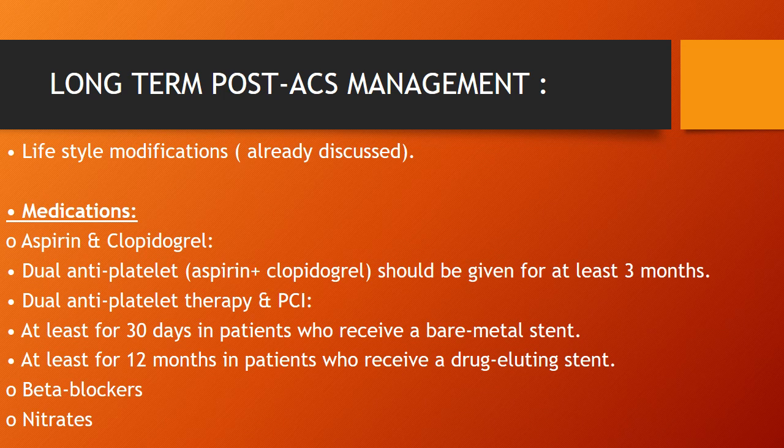The lifestyle modifications I have already discussed in the previous videos. Medication that should be given for long-term post-ACS management is dual antiplatelet therapy. The dual antiplatelet therapy should be given for at least 3 months. Patients undergoing PCI who have received a bare metal stent should continue dual antiplatelet therapy for at least 30 days. And for those who have received a drug eluting stent, they should receive the dual antiplatelet agents for at least 12 months.